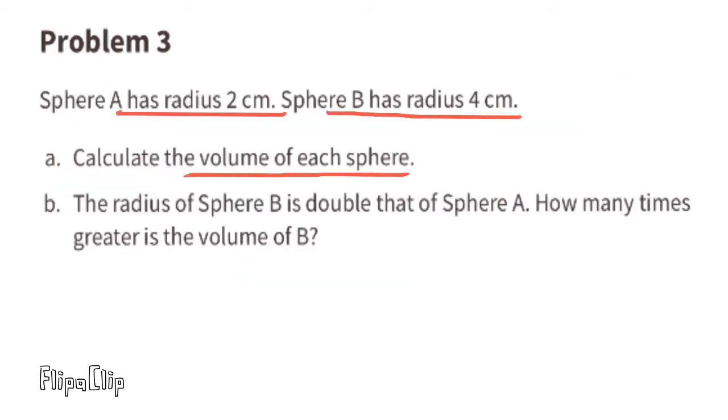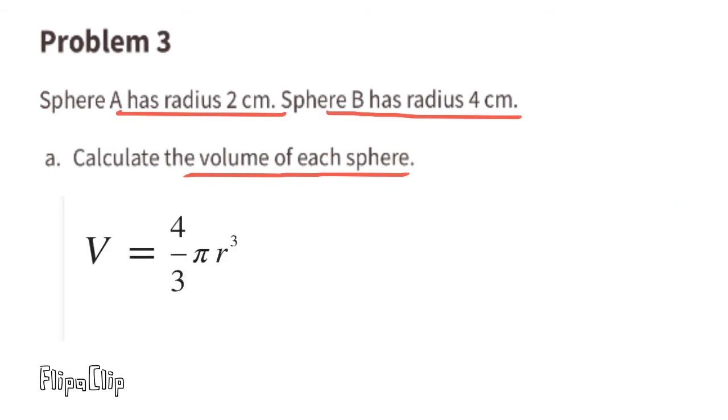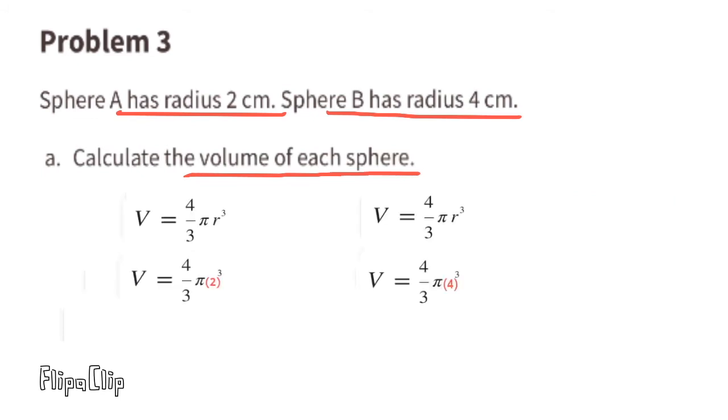Problem number 3. Sphere A has radius 2 centimeters. Sphere B has radius 4 centimeters. A. Calculate the volume of each sphere. Substitute the r with a 2. And for sphere B, substitute the r with a 4.